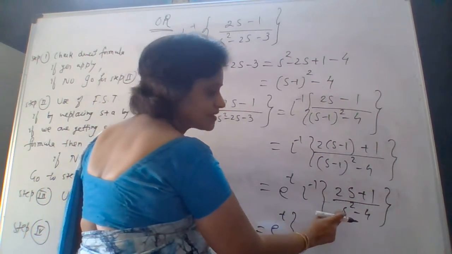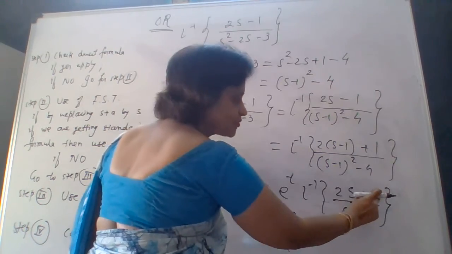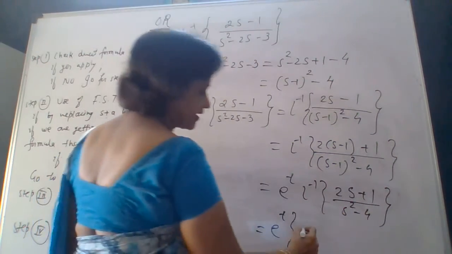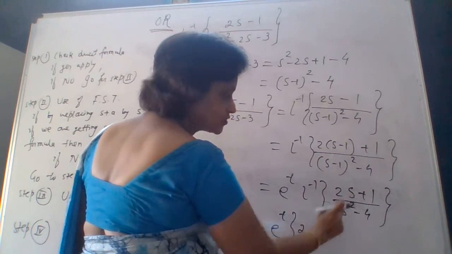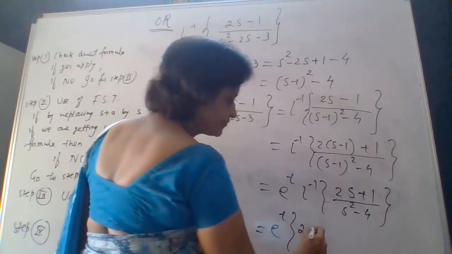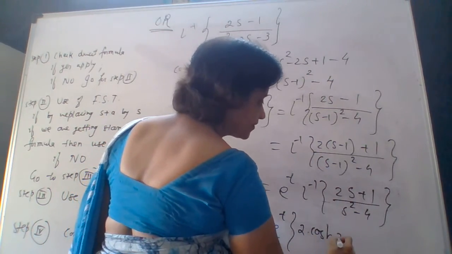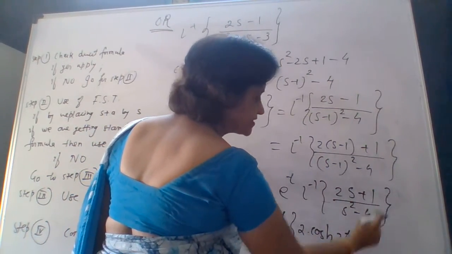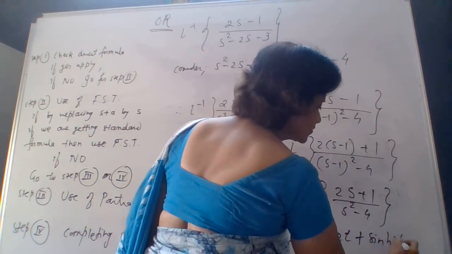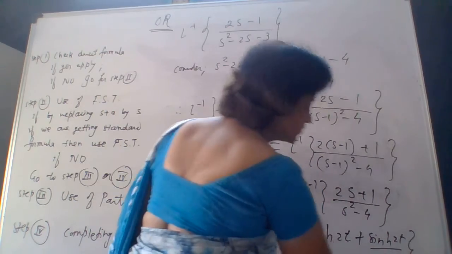It is 2s upon s square minus 4 plus 1 upon s square minus 4. 2s upon s square minus 4, that is 2 into s upon s square minus 4. What's the inverse? It is cos hyperbolic 2t plus 1 upon s square minus 4. It is sin hyperbolic 2t upon 2.